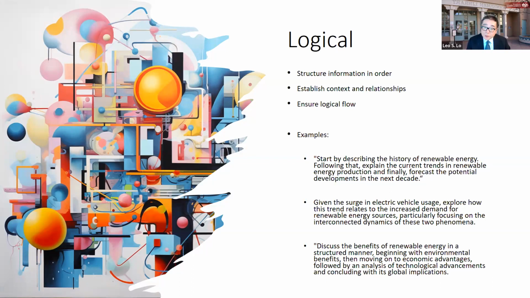And then also, we want to ensure a logical flow. It's about threading individual parts of information into a through line, basically. Each piece of information should lead to the next, creating a natural progression. If you look at the example, discuss the benefits of renewable energy in a structured manner, beginning with environmental benefits, then moving on to economic advantages, followed by analysis of technological advances, concluding with its global implications. So the response will come out in a way that you specify. It directs the AI to build a logically flowing narrative.